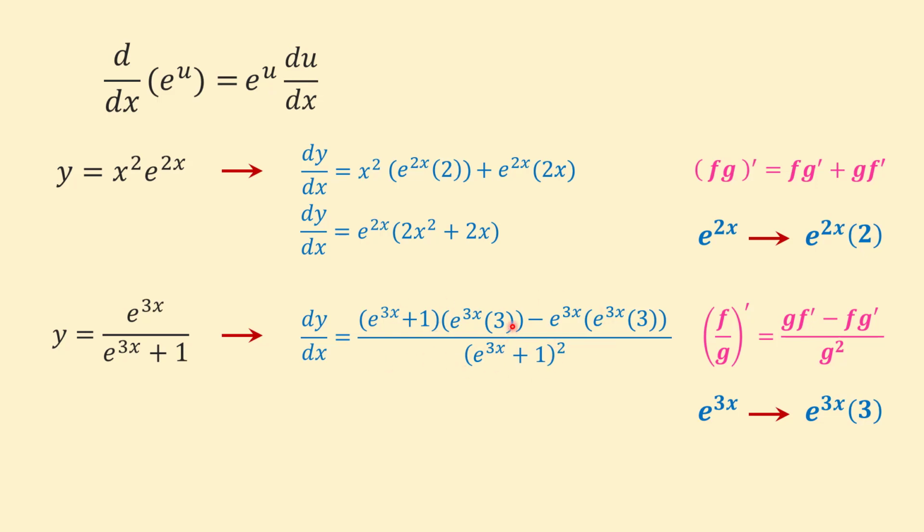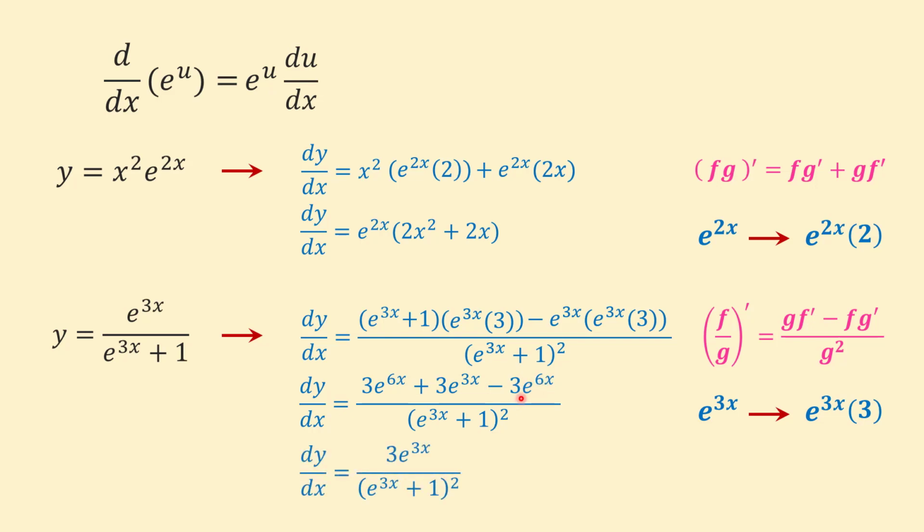If you want, you can multiply and simplify numerator. 3 e to the 3x times e to the 3x is 3 e to the 6x. 3 e to the 3x times 1 is 3 e to the 3x. And if we multiply these two terms, we have negative 3 e to the 6x. If we cancel 3 e to the 6x with 3 e to the 6x in numerator, we can rewrite our derivative in this form. 3 e to the 3x over e to the 3x plus 1 squared.